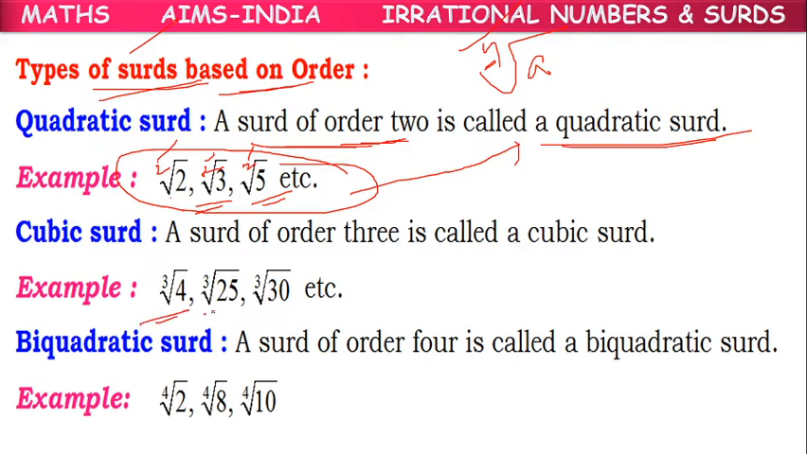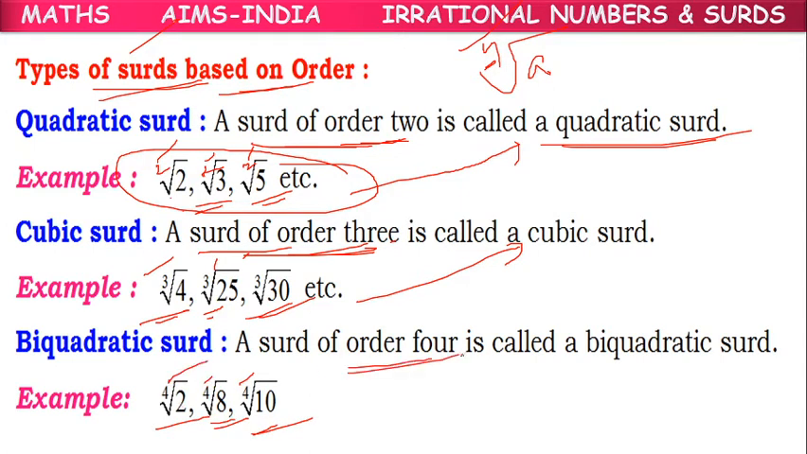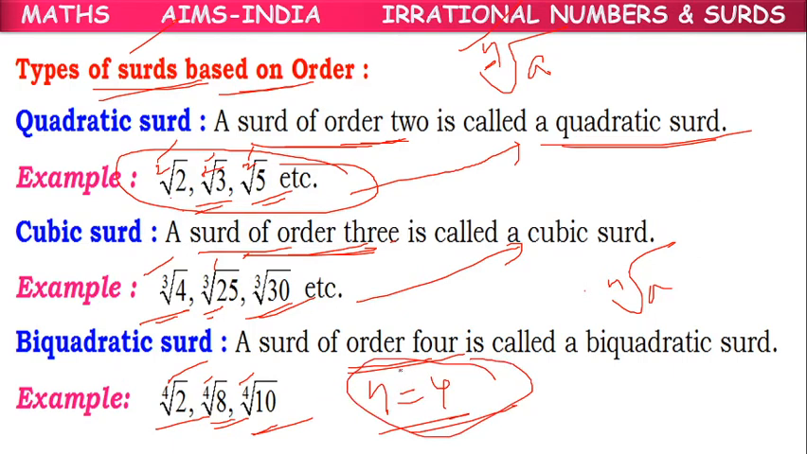Here cube root of 4, cube root of 25, cube root of 30. Here the order is 3. These are all surds of order 3. They are called cubic surds. Or fourth root of 2, fourth root of 8, fourth root of 10. They all have order 4 in the place of n. In nth root a, in the place of n, they have 4. N value equals 4, order of surd equals 4. So they are called biquadratic surds. So we can name the surds based on the order of the surd, or based on the value of n.